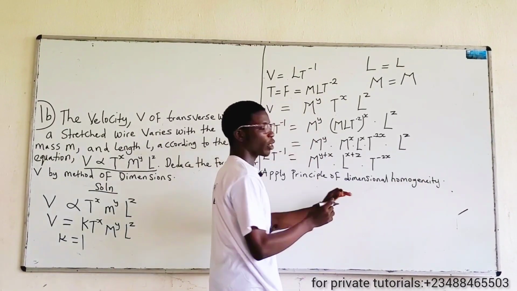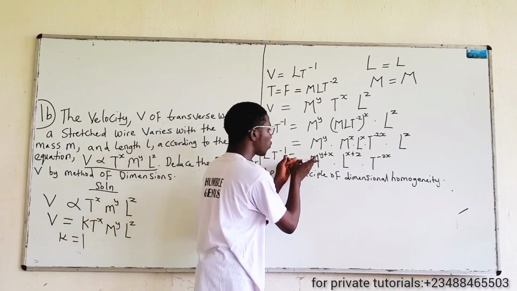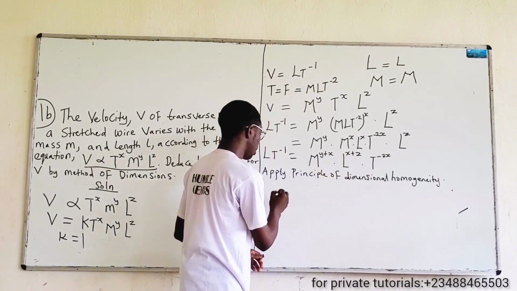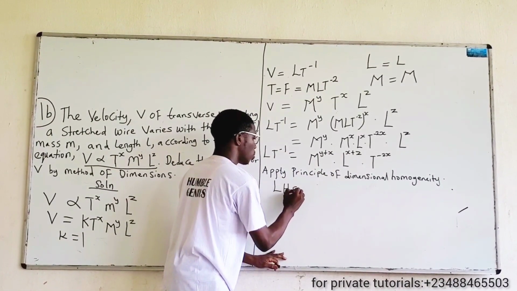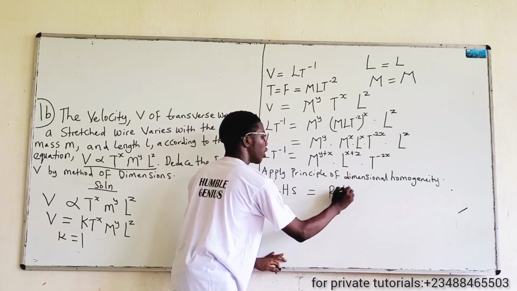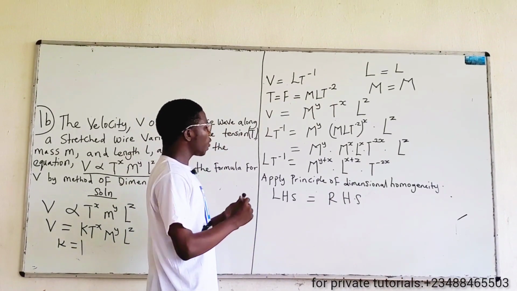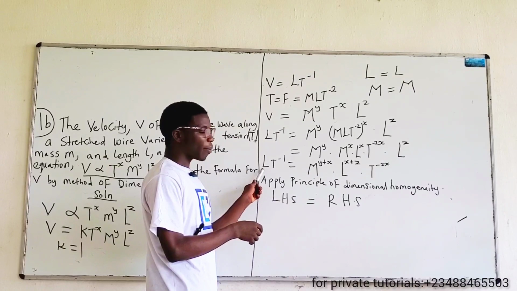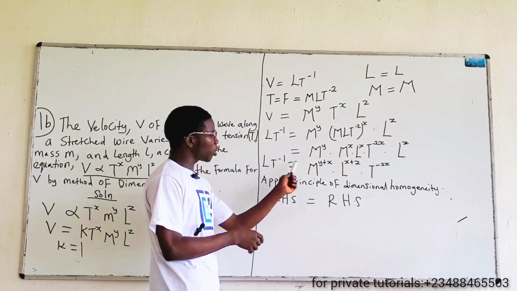Now, what does this principle of dimensional homogeneity say? It says that the dimensions on the left hand side will be equal to dimensions of quantities on the right hand side. So we have to introduce m on this side. There should be an m on this side that should be equal to this m here.